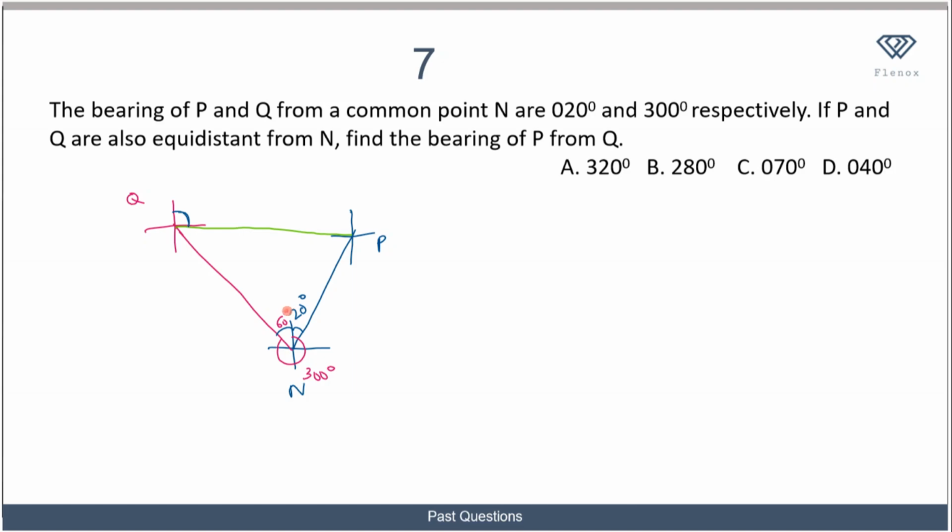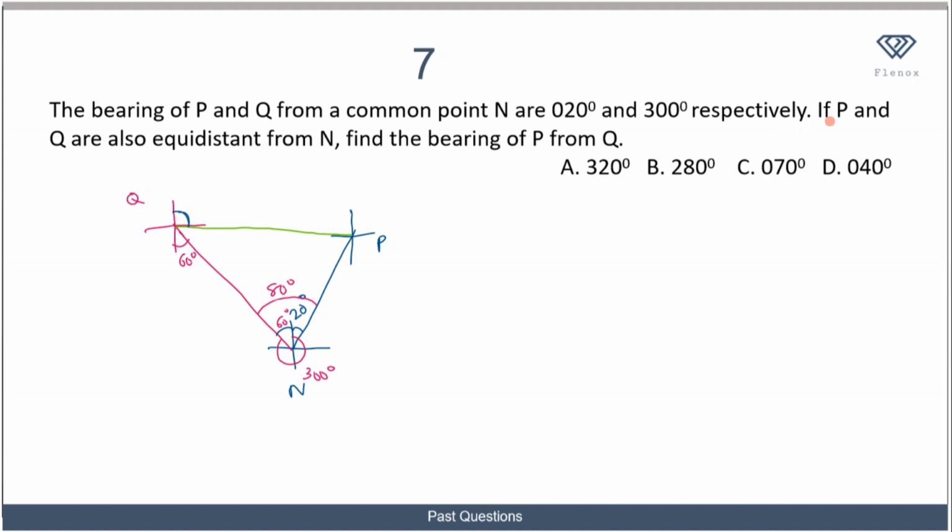Then for my alternate angle, I know that if this angle here is 60 degrees, this angle also here must also be equal to what? 60 degrees. Now I can find the sum of this angle at point N, and the sum of this angle at point N will be 60 plus 20, and that gives me 80 degrees.